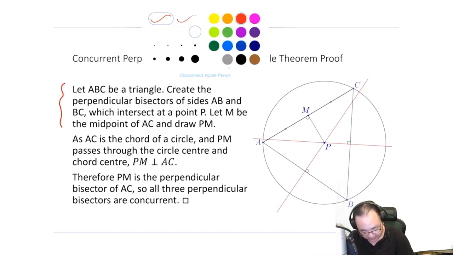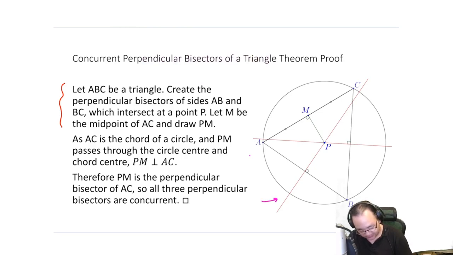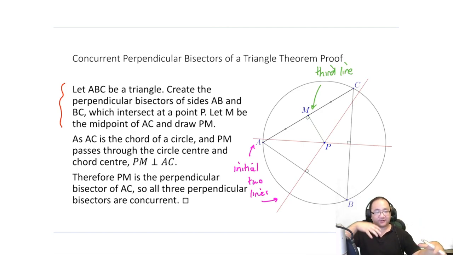So just to clarify, these two are the initial two lines, and then this MP is the third line. And what's happening here is that we've got AC, which is the chord of the circle, and PM passes through the circle center and the chord center. That was actually the other thing I forgot to mention. When you draw the line that goes through the middle of the circle and the middle of the chord, it turns out that they're actually perpendicular. As a result, that allows us to conclude that when we draw the third perpendicular bisector, it is concurrent with the other two perpendicular bisectors.